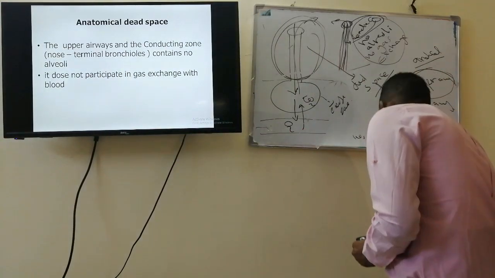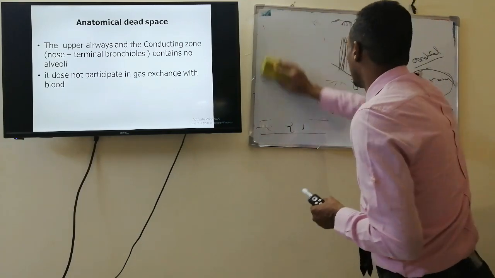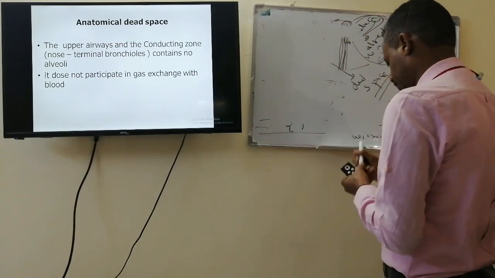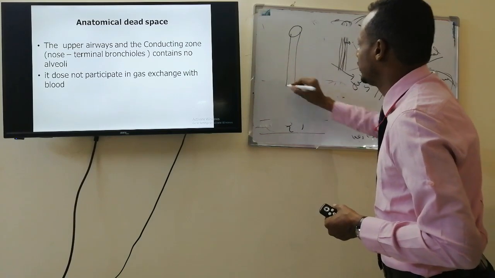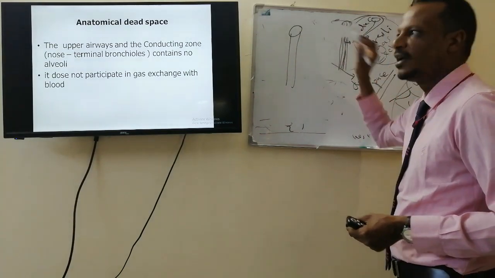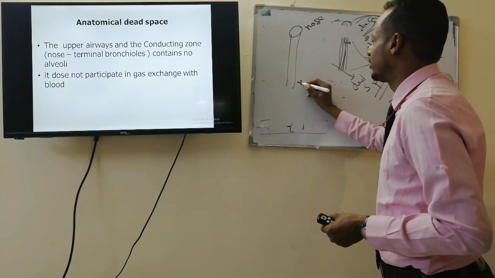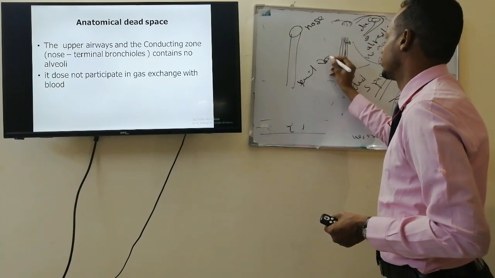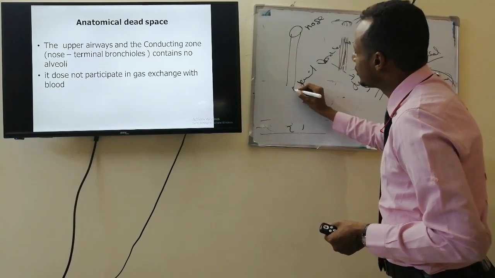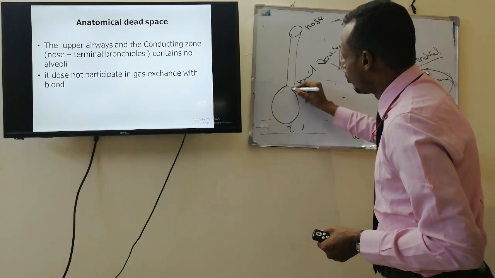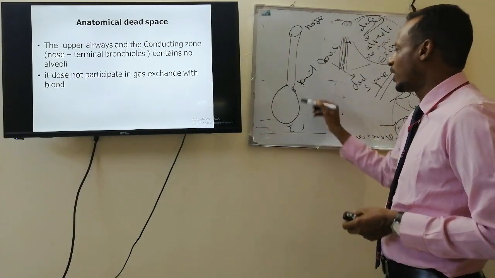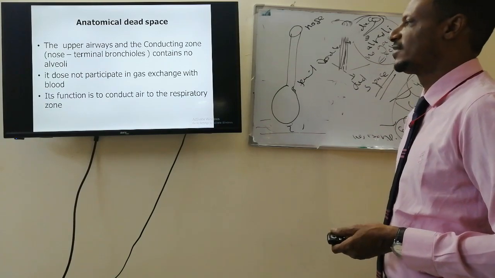You can see it again in the diagram I drew before. This is the anatomical dead space. There are no alveoli and no gas exchange. It extends from the nose till the terminal bronchioles. Then from the respiratory bronchioles downward, this is the area of alveoli and there is gas exchange.